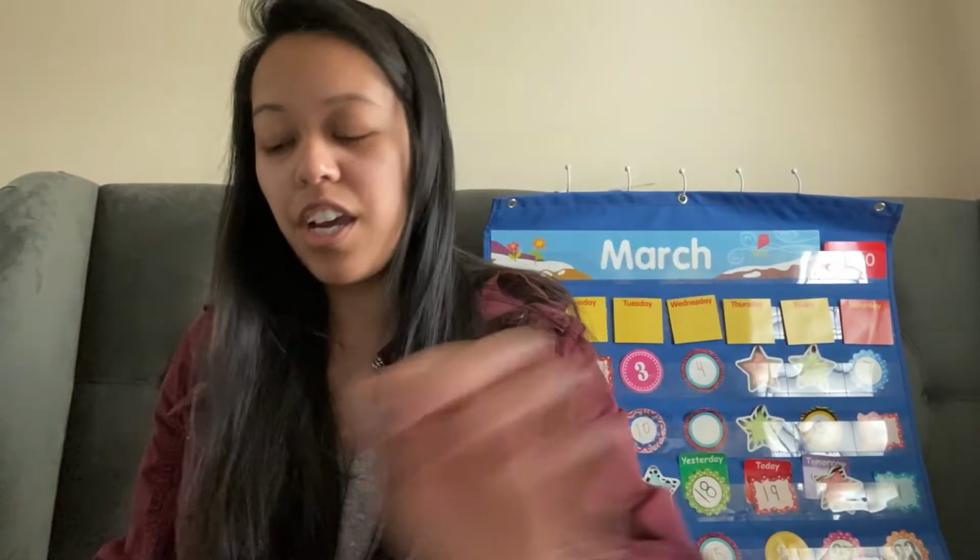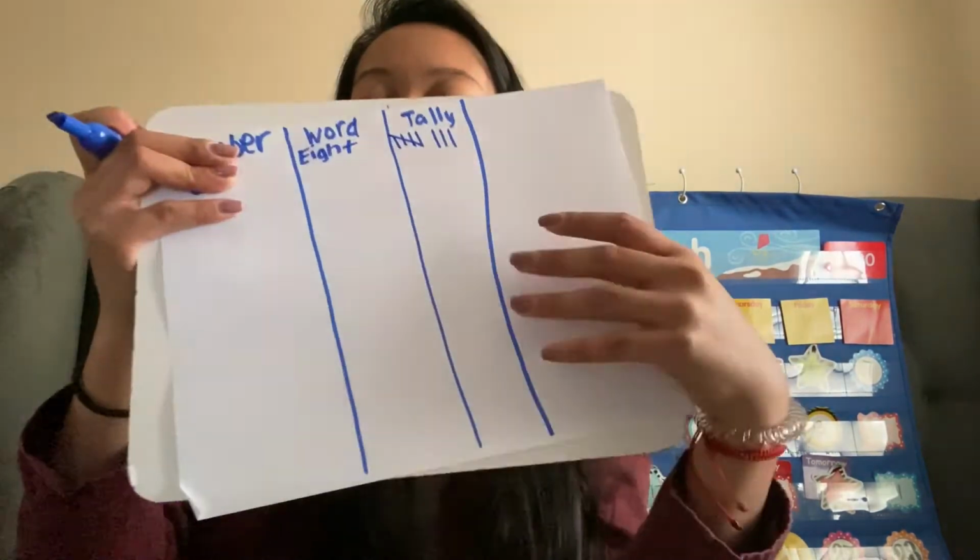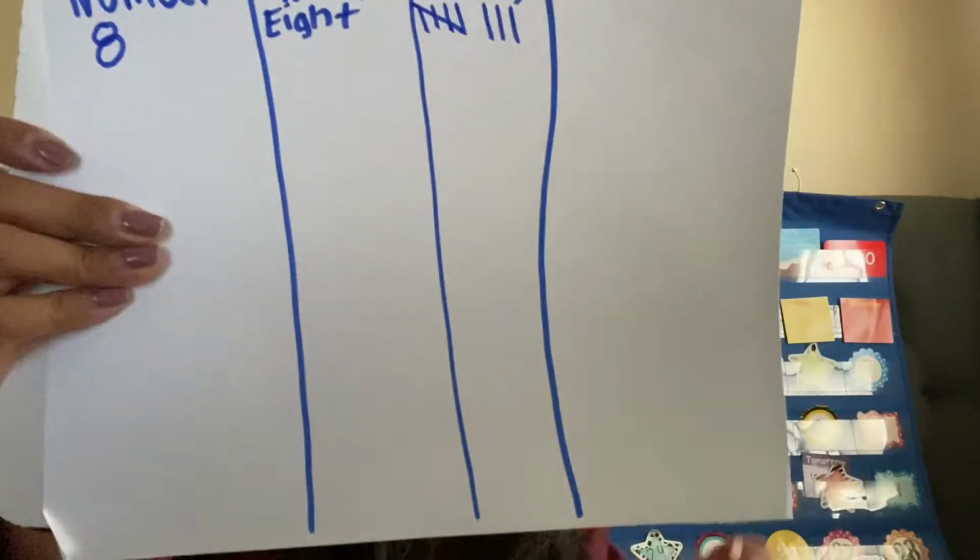Okay, Rocketeers. So again, the first number I have here is 8. So I'm gonna go ahead and write the number 8 right here. And then I'm going to go ahead and spell it out right there and then make my tally marks. E-I-G-H-T. And then my tally marks. So 1, 2, 3, 4, cross. 1, 2, 3. Okay, so I have that right there for my numbers.